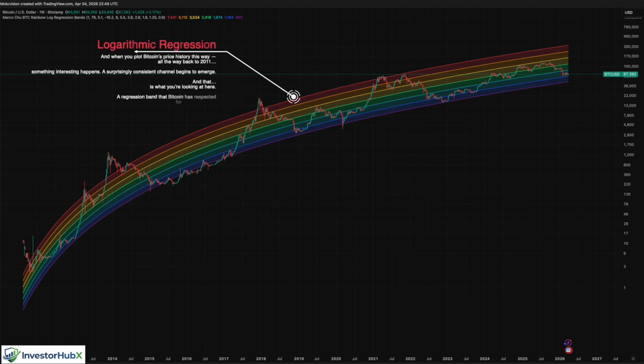And when you plot Bitcoin's price history this way, all the way back to 2011, something interesting happens. A surprisingly consistent channel begins to emerge, and that is what you're looking at here, a regression band that Bitcoin has respected for over a decade. And no, that's not a coincidence.